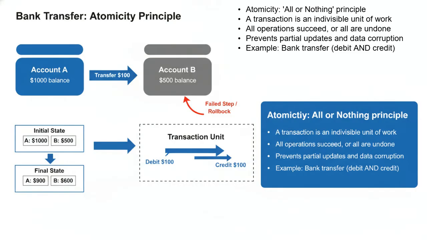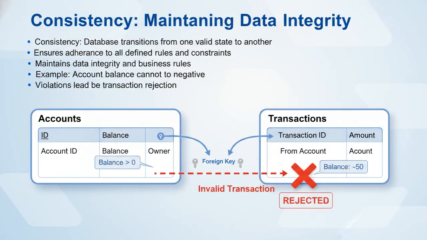Consider a typical bank transfer. Money must be debited from one account and credited to another. If the debit succeeds but the credit fails, the transaction must be entirely reversed to prevent data inconsistency. The system ensures that the transfer never leaves the database in a state where money is lost or created out of thin air. This property is fundamental in guaranteeing that complex operations maintain data integrity, preventing partial updates that could corrupt the database's state.